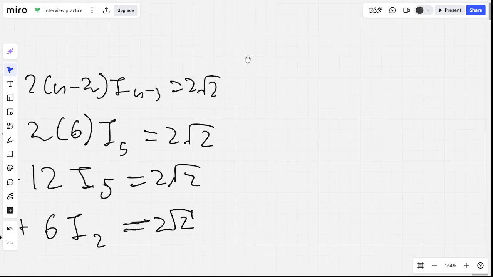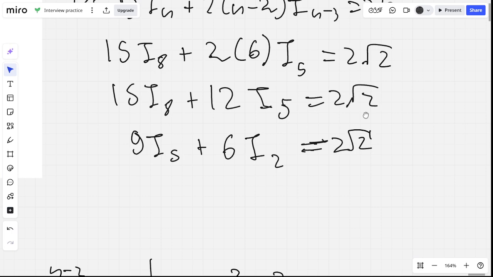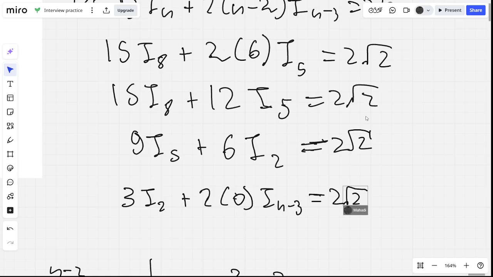And I2 is 4 minus 1, 3 I2, plus 2 times 0 times I_(2 minus 3). We don't care about that because it's 0. So 3 I2 equals q.